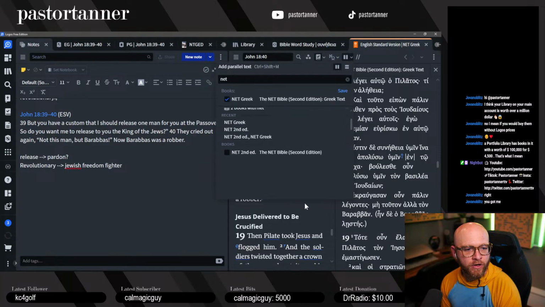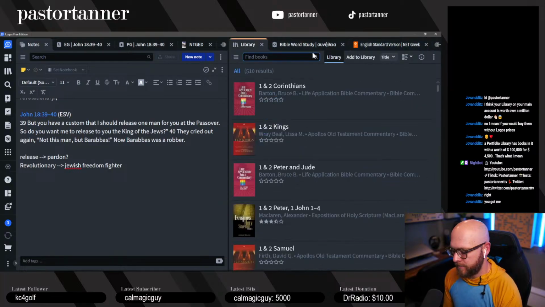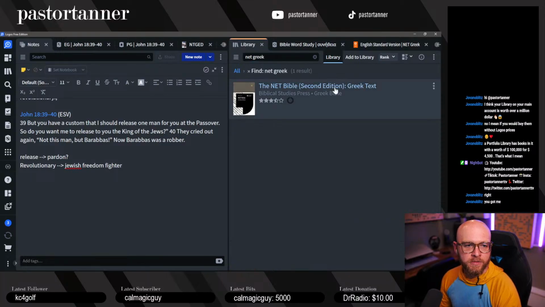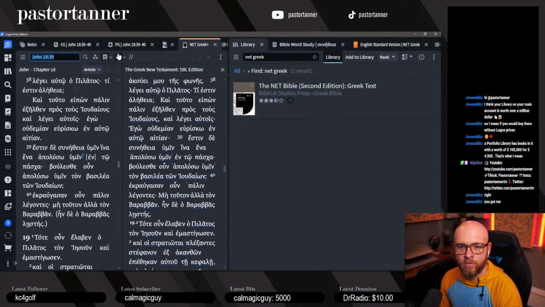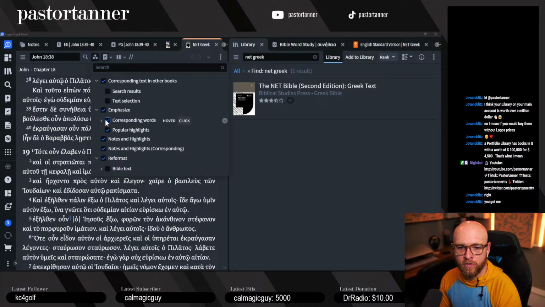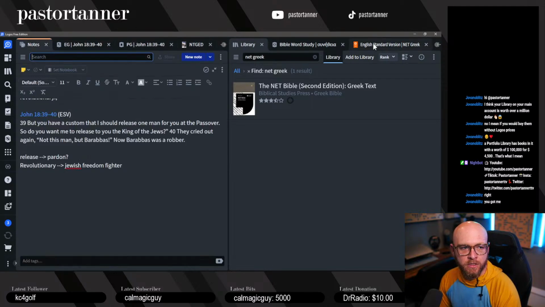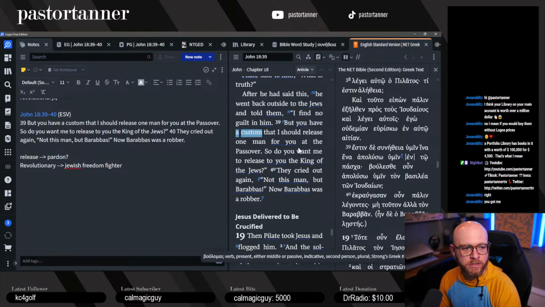I might have to turn it on in this resource independently. So let's go do that. We'll grab our NET Greek and open up a separate resource. With our separate resource of our NET Greek, we also want to turn on the visual filter here of the corresponding words. We want to click and we want lemma. Boom. So now we turn this off, we turn this on, custom.